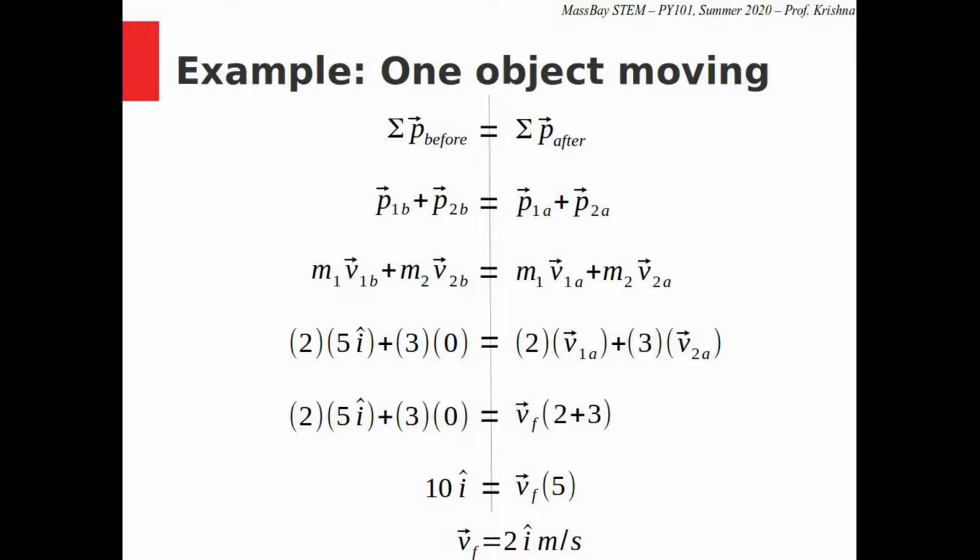Let's expand these terms. Since P is equal to mv, we can expand all of these terms to yield m1v1 plus m2v2 before the collision equals m1v1 plus m2v2 after the collision. Since the objects stick together, v1 after the collision equals v2 after the collision. So we can replace those terms with a single v final and factor that out. Then we substitute for all of the known information. With a little bit of math, we find that the final velocity is 2 meters per second after they have stuck together.